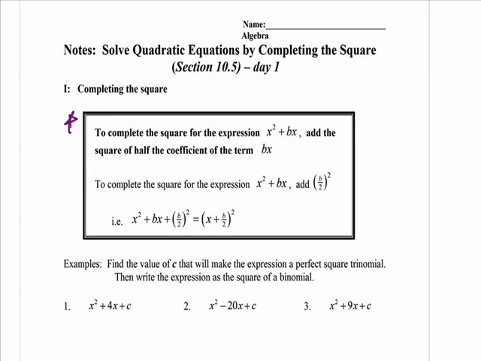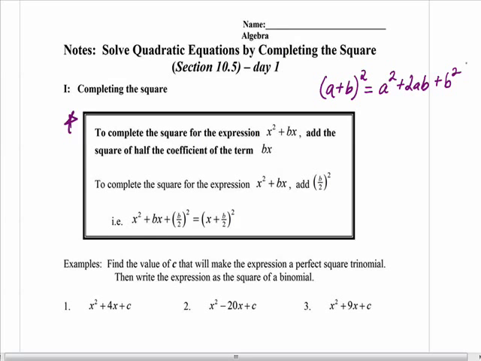Where it says to complete the square for the expression x squared plus bx, you're going to square half of the coefficient of the term bx. So if the coefficient of x was b, you divide it by 2, and then you would square it. The reason is because we know that if you have (a plus b) quantity squared, if you were to multiply that out, it ends up being a squared plus 2ab plus b squared. So to work backwards, you'd have to have half instead of doubling it.